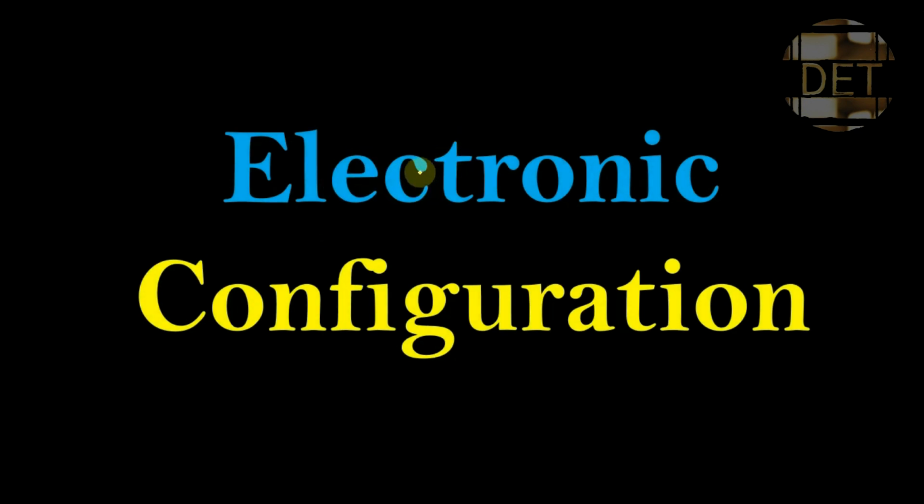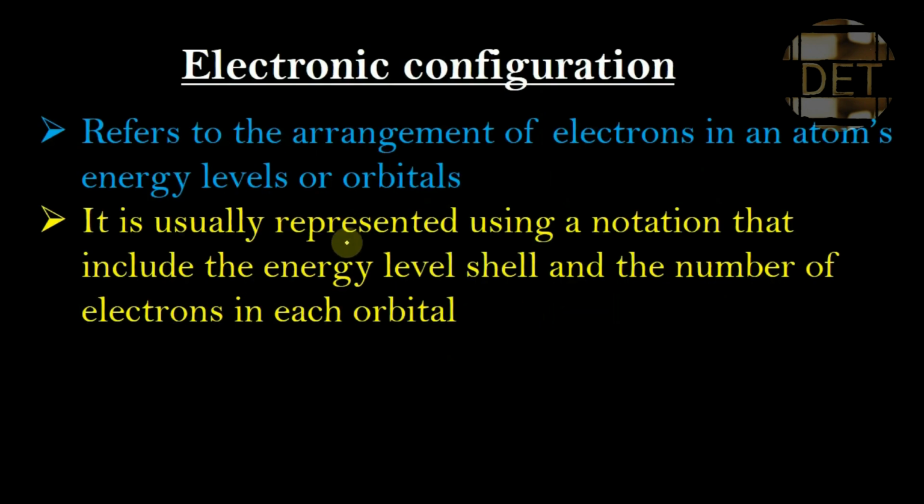In this video, we'll be looking at electronic configuration. So, what is electronic configuration? Electronic configuration refers to the arrangement of electrons in an atom's energy level or orbital. So, when you see the word electronic configuration, your mind should go to arrangement of electrons. And these electrons are arranged in the atom's energy level or orbital.